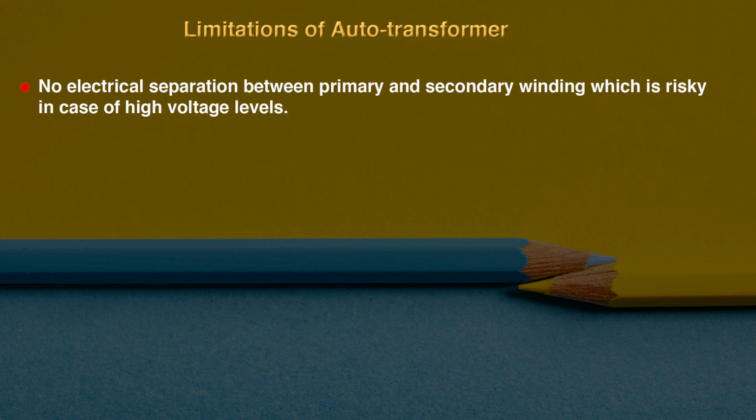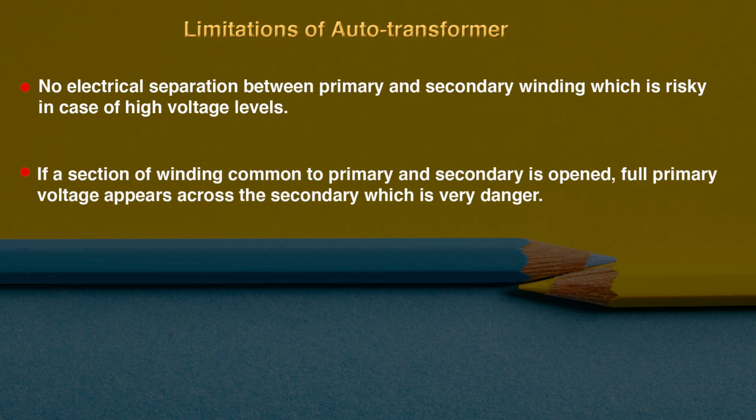Every device has some advantages, and at the same time it has limitations also. So the limitations of the auto transformer are as follows. First, there is no electrical separation between the primary and secondary winding, which is risky in the case of a high voltage level. Second, if the section of winding common to primary and secondary is opened, the full primary voltage appears across the secondary, which is very dangerous.